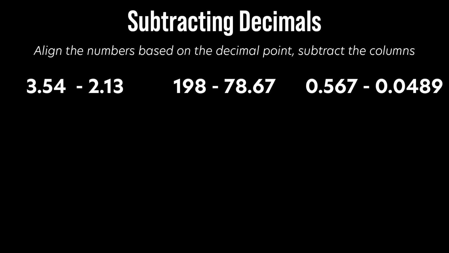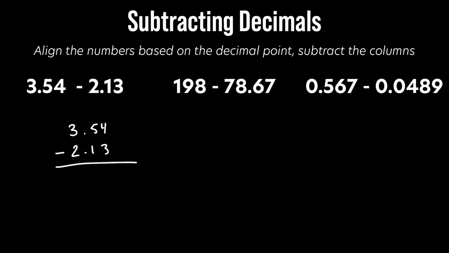Today we're going to learn about subtracting decimals. Subtracting decimals is exactly the opposite of adding decimals. You align the numbers based on the decimal point, and instead of adding, you subtract the columns. So we have 3.54 minus 2.13. As you can see, the decimal point is aligned above one another.